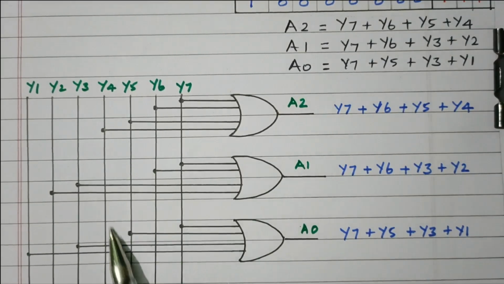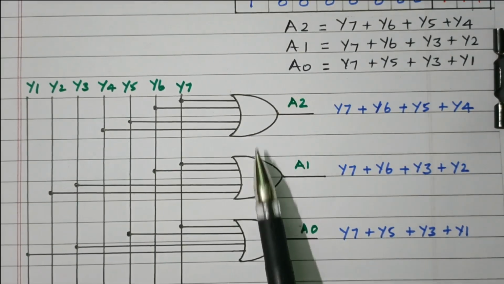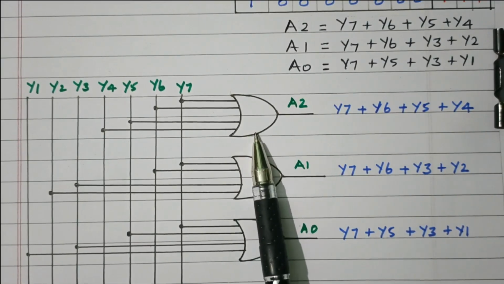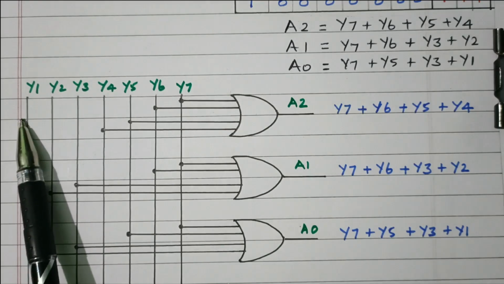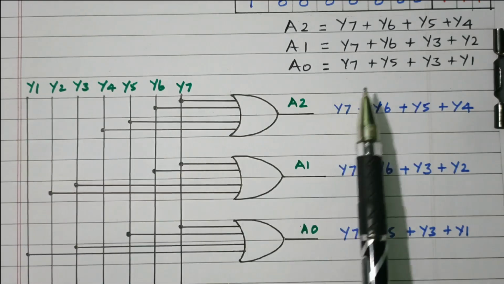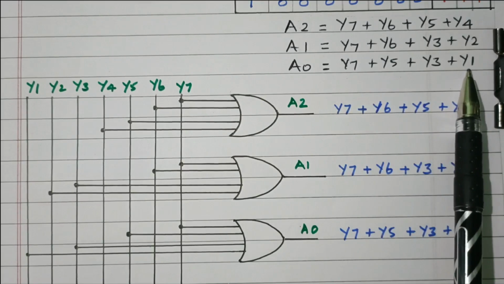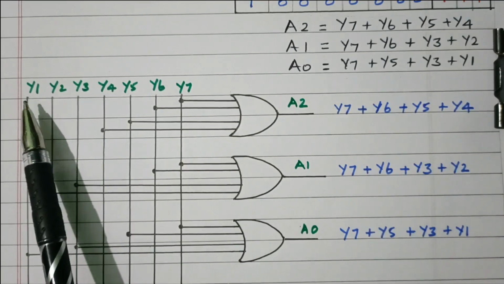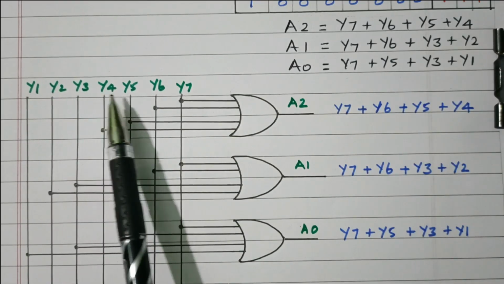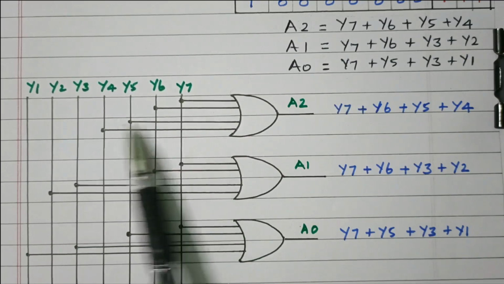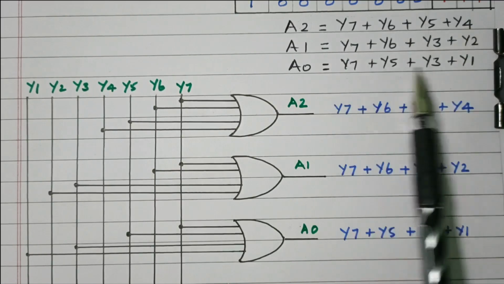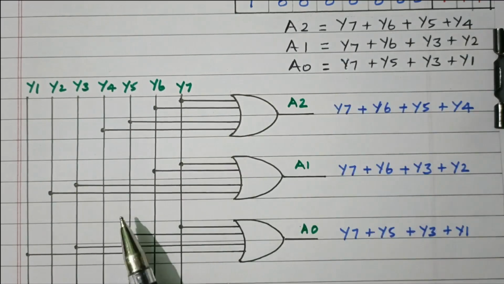So this is the logic diagram. We have 3 different OR gates available. OR gate means it will add, right? So here the input lines are available. y0 is not available, right? So we have not drawn y0. y1, y2, y3, y4, y5, y6 and y7. 7 inputs are available. y0 is not used in any of the logical expressions, so it is not drawn.